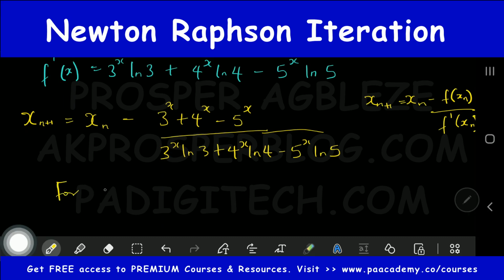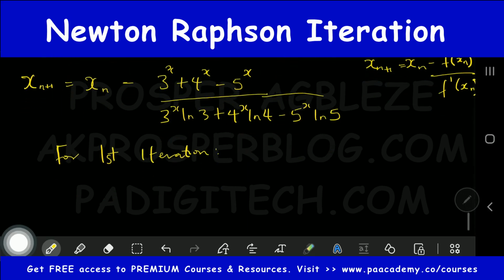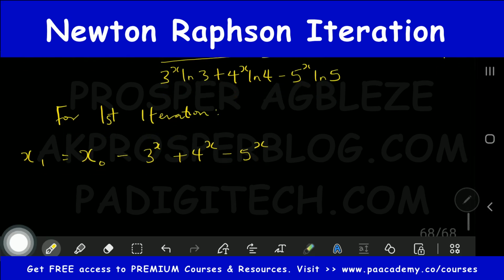For the first iteration, we have x1 = x0 - (3^x + 4^x - 5^x) over (3^x ln 3 + 4^x ln 4 - 5^x ln 5), and don't forget we are told that our x0 is 2.